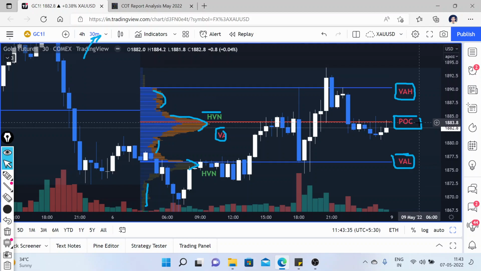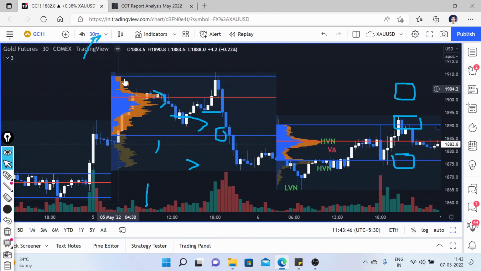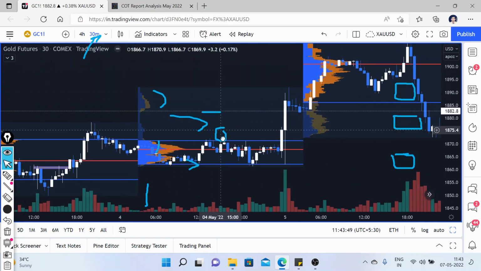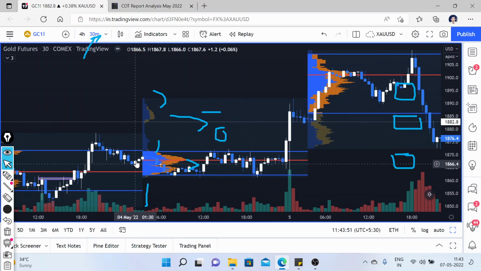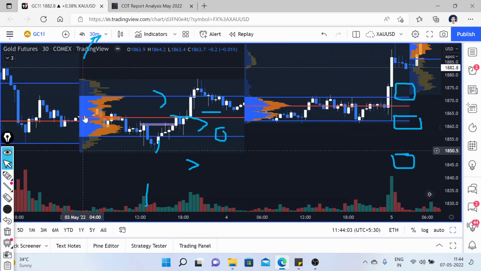In the next video I will discuss the shapes. Like this is a shape, and here we have a kind of P shape. We have different shape formations that occur whenever there is a generation of trade over a period of time. This one is a B shape, and this one you can say is a capital D shape. So in the next video I will discuss the shapes of this volume profile.